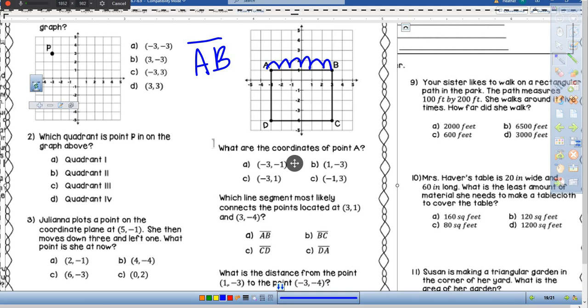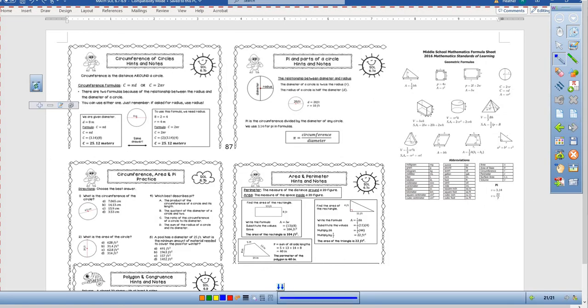So if you look back down though, it says which line segment most likely connects the points located at 3, 1. So 3, 1 right here is B, right? And 3, -4. So 3, -4 would be this point. That would be line segment BC, just as a review. Okay, and I went over distance with you, so you should be able to answer this last question now. All right, and then moving on. All this should be review.